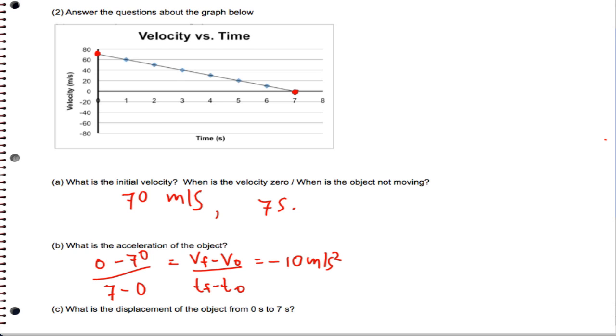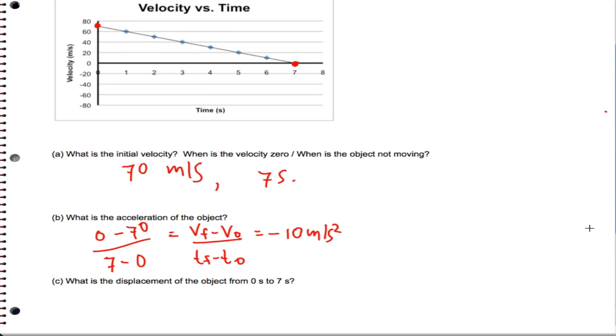Now, we want to know what the displacement of the object is from 0 to 7 seconds. I'm going to do this by getting the area under the curve. So that's going to be 1/2 times base times height. Remember, that's what we do to get area. To get displacement, it's the area under the velocity curve. So that's going to be 1/2 times the base, which is 7, times the height, which is 70. And so that actually ends up being 35 times 7.